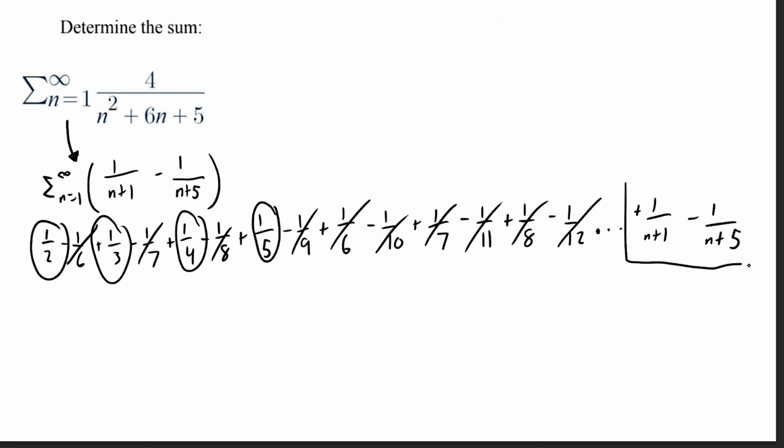And as the terms grow, they approach 0, since these two terms approach 1 over infinity. And so that leaves us with only these terms getting added together. And so 1/2 plus 1/3 plus 1/4 plus 1/5 equals 77 over 60, which equals 1.283. And so that is the sum of this infinite series.